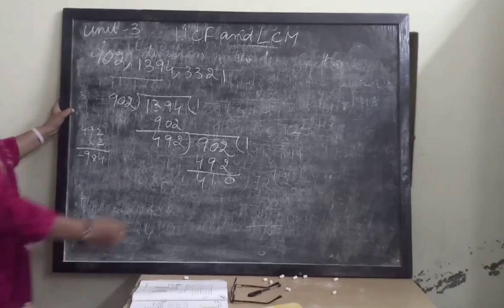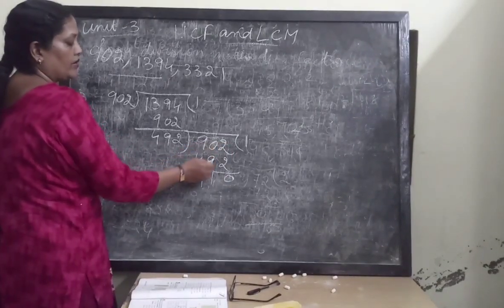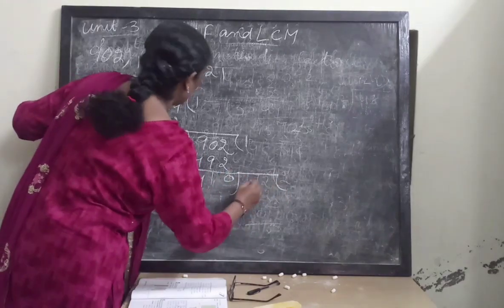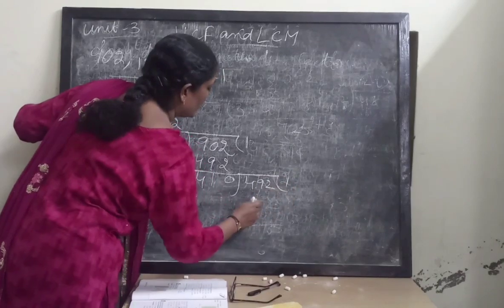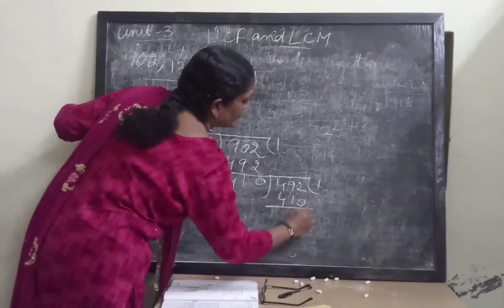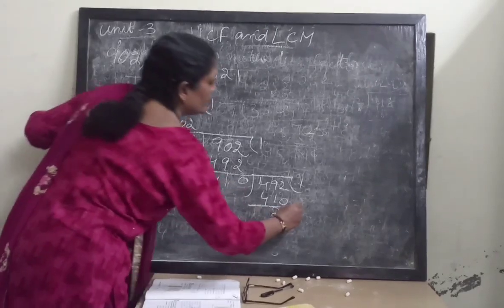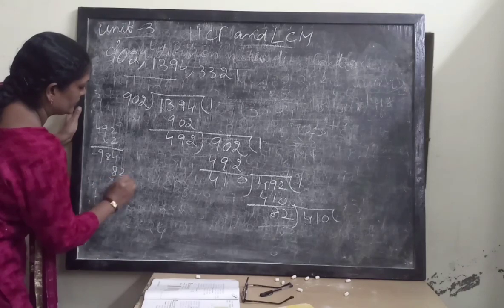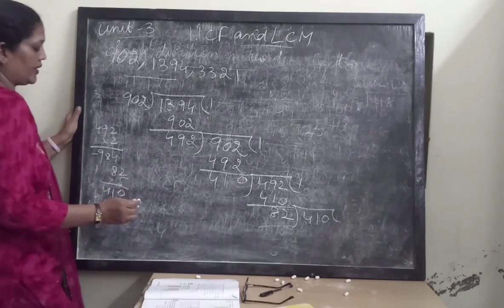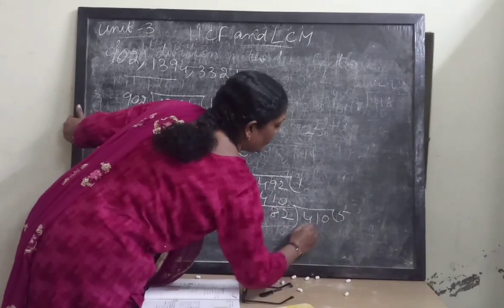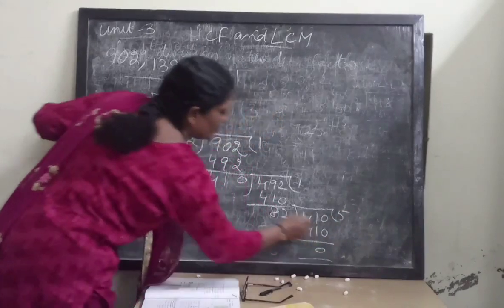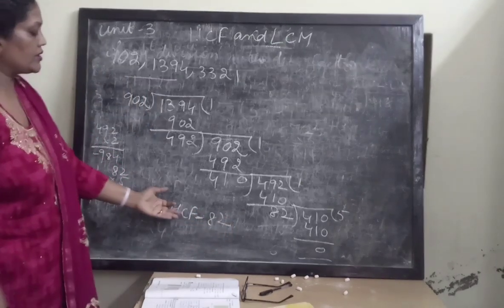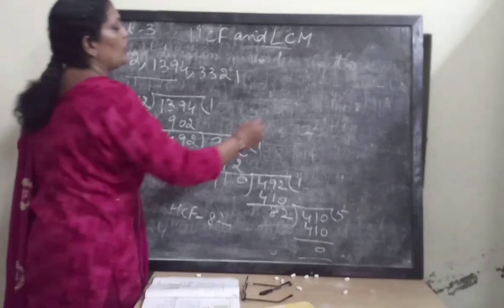410. See here 2 minus 2 is 0. Take 1 from here. 10 minus 9 is 1. 8 minus 4 is 4. Now shift this 492. Again 410, 10 ones are 410. That is 82. Now shift this 410. I think 82 fives are 410. Yes, 5s are 410. Now the remainder is 0. So what is the HCF here? 82.